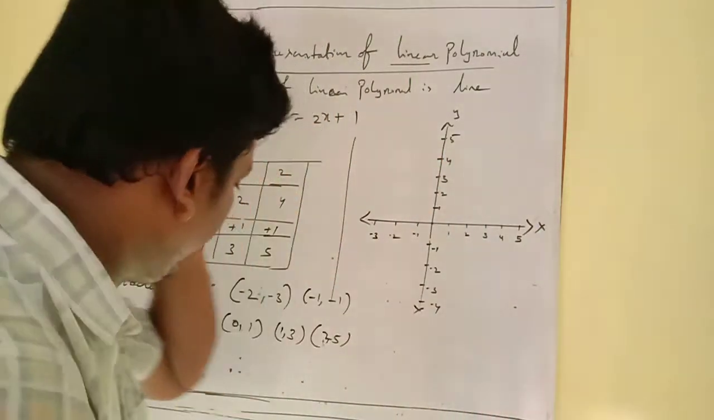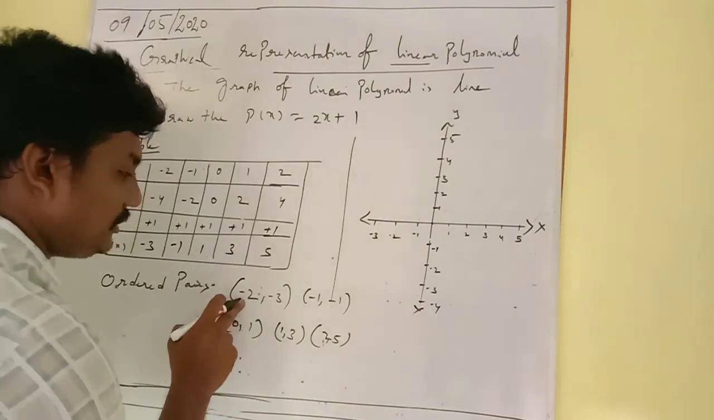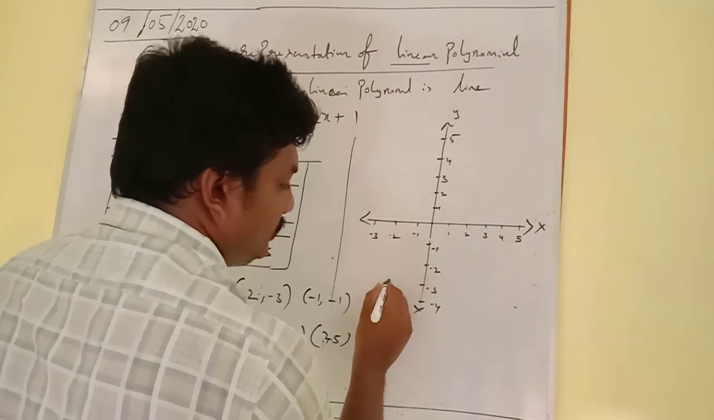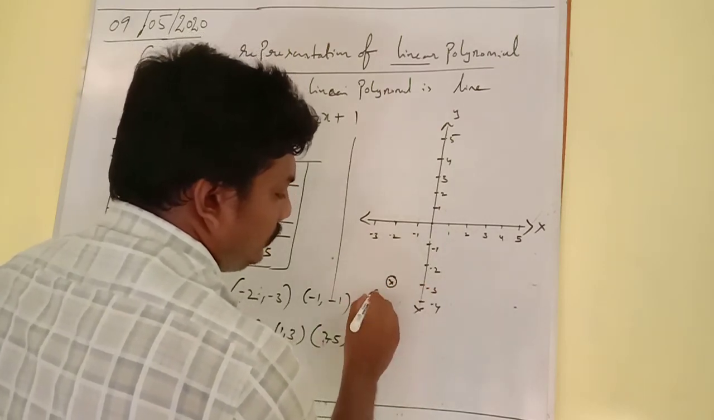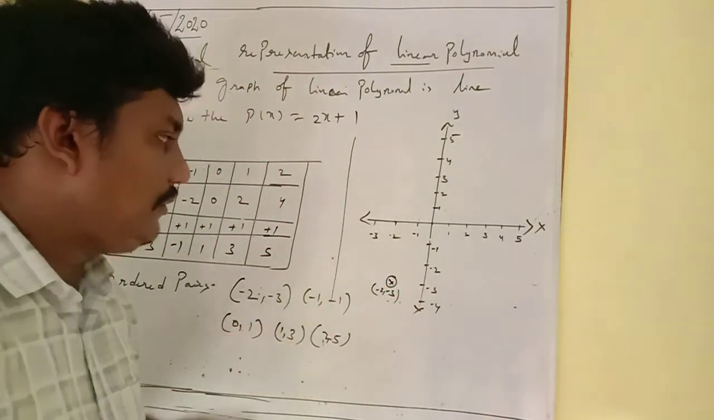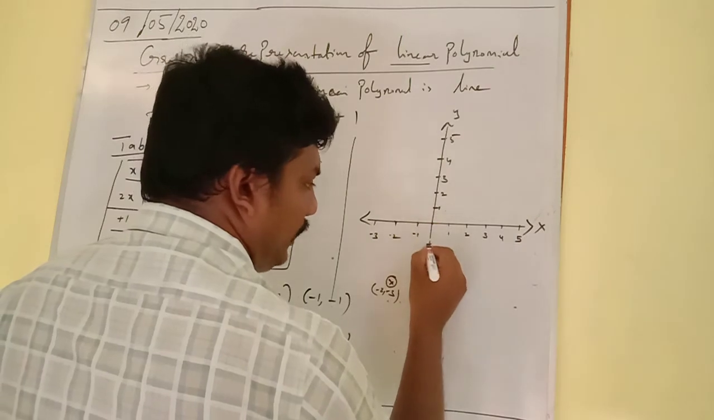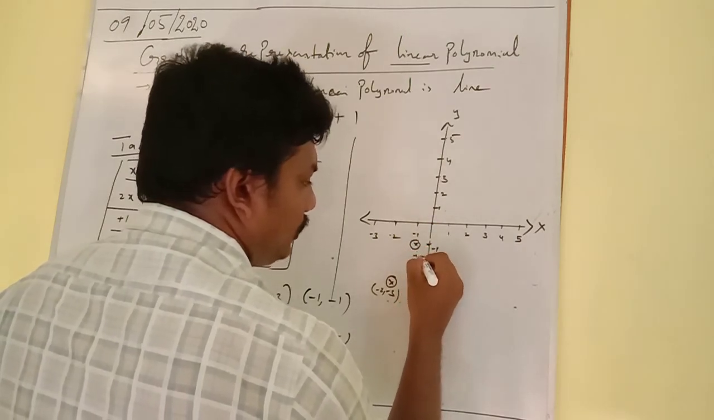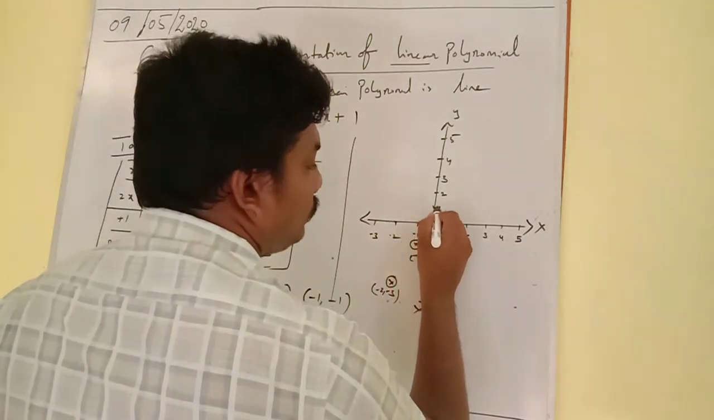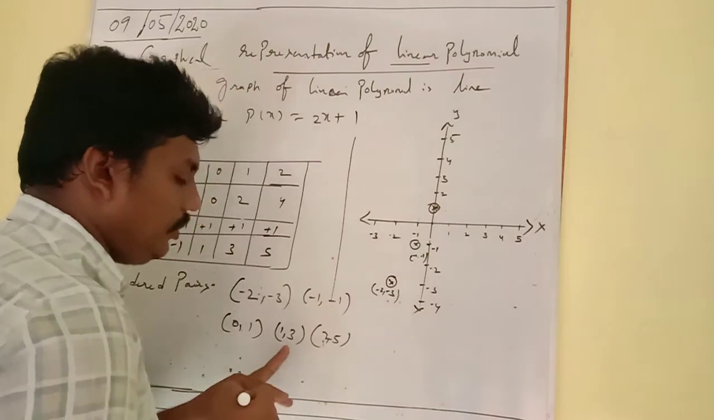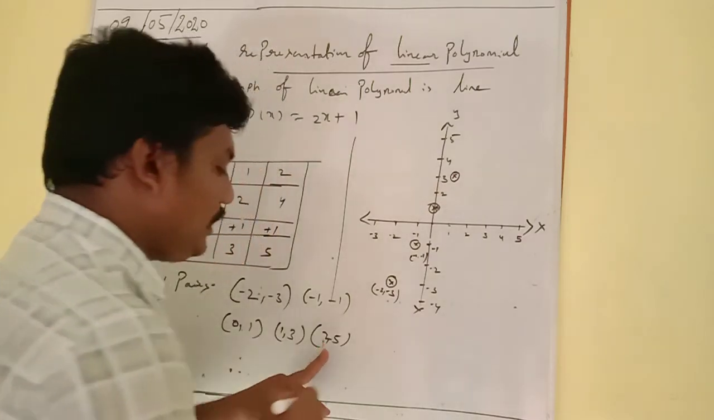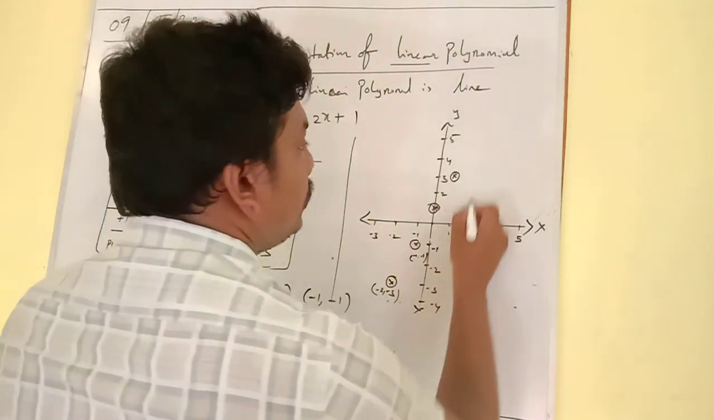Then we have to draw a line. Minus 2 comma minus 3: on the x-axis minus 2 and on the y-axis minus 3. This is the point. Next, minus 1 comma minus 1: x-axis minus 1, y-axis minus 1. Next, 0 comma 1: x is 0, y is 1. Then 1 comma 3: x is 1 and y is 3. And x is 2, y is 5.